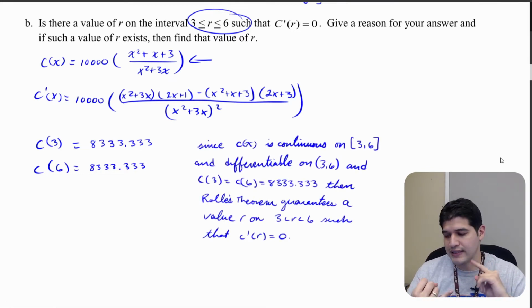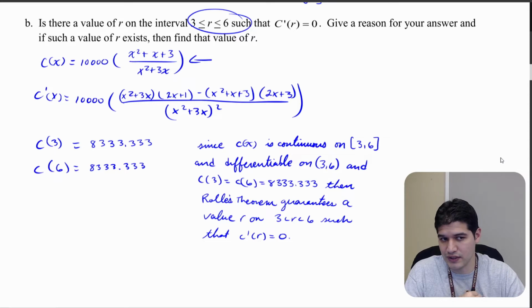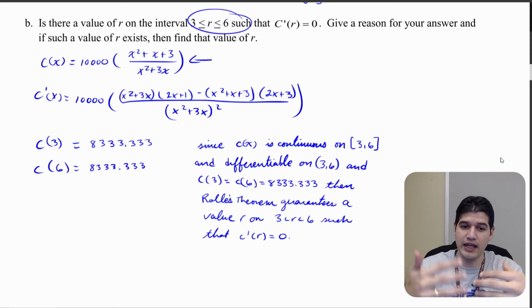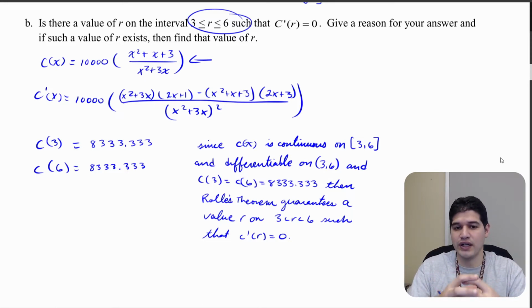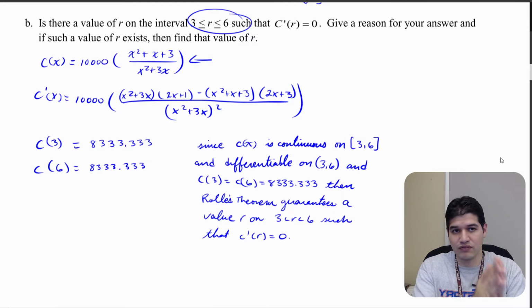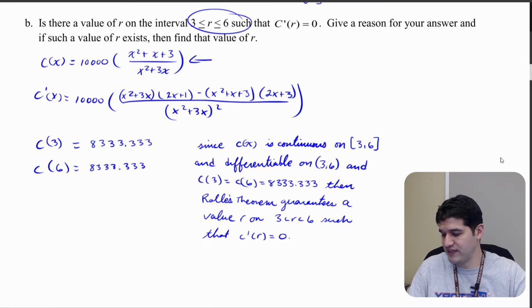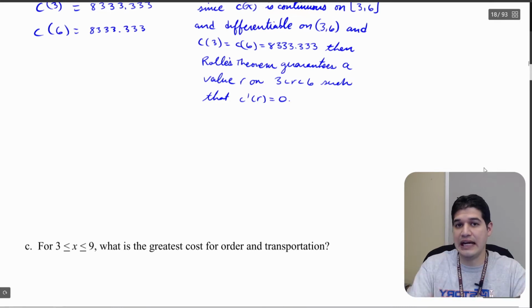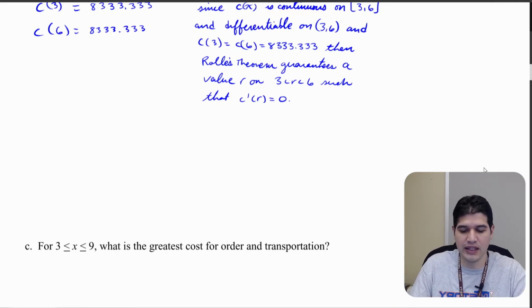Okay, so since c of x is continuous on 3 to 6 and differentiable on 3 to 6, and since c of 3 equals c of 6, which is 8,333.333, then Rolle's theorem guarantees a value r on the interval from 3 to 6 such that c prime of r will equal 0. All right, so now that we've stated that, let's actually answer the question. We want to find that guaranteed value for r, that x value.